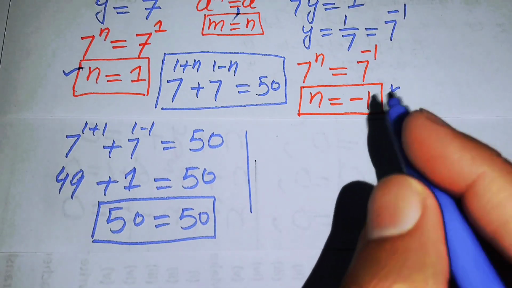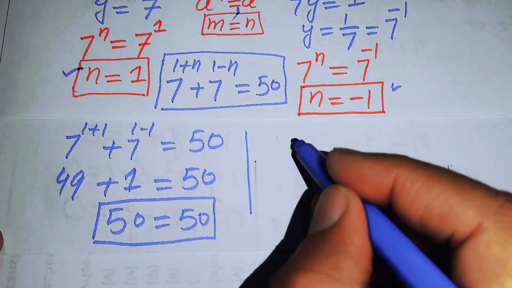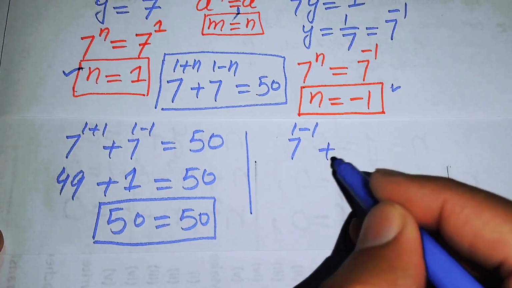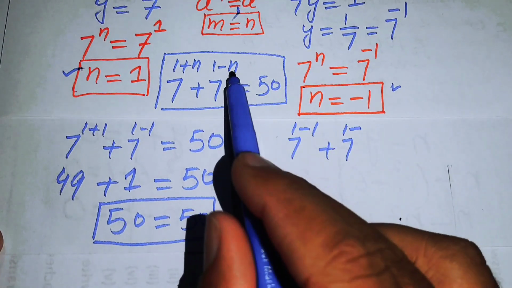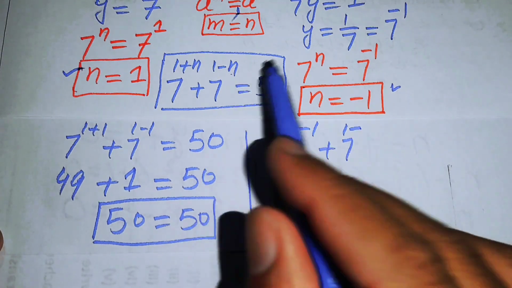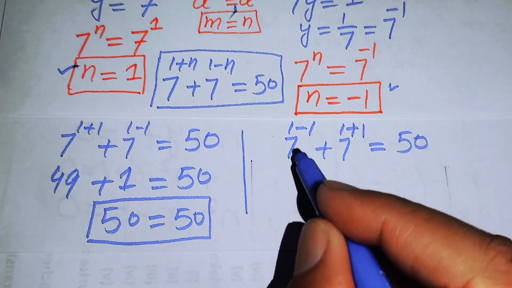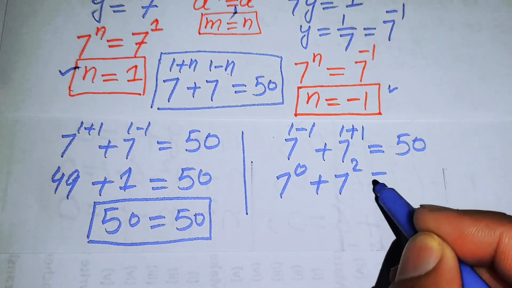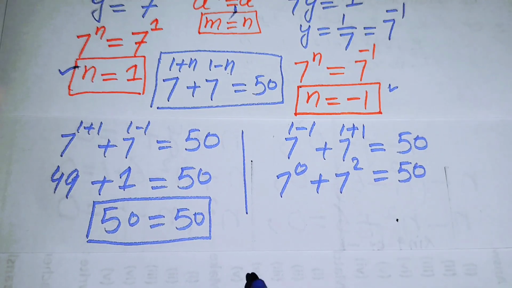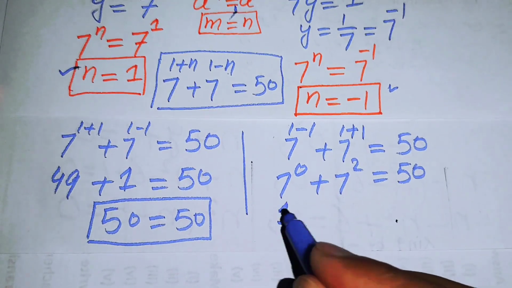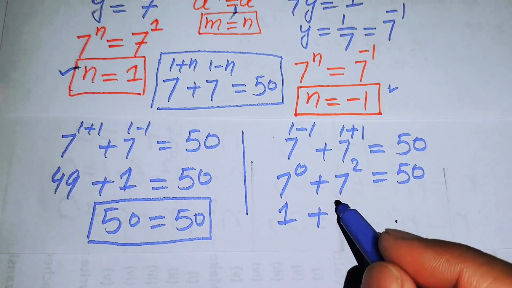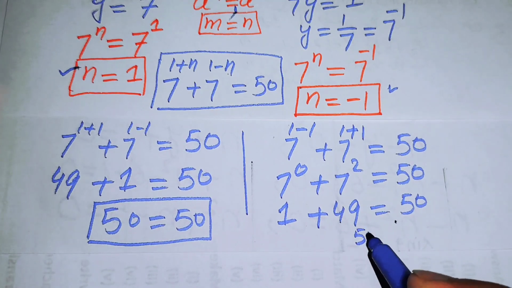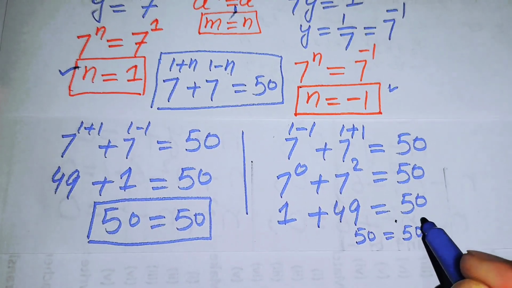And now we check n equals minus 1, and you put here n equals minus 1 and you get 7 to the power of 1 minus 1 plus 7 to the power of, here you have minus n, when you put minus 1 here it becomes 7 to the power of 1 plus 1. Here 1 minus 1 equals 0, and here you have 7 squared, equals 50. So 7 to the power of 0 equals 1 and 7 squared equals 49, and this whole equals 50. So here you have 50 equals 50.